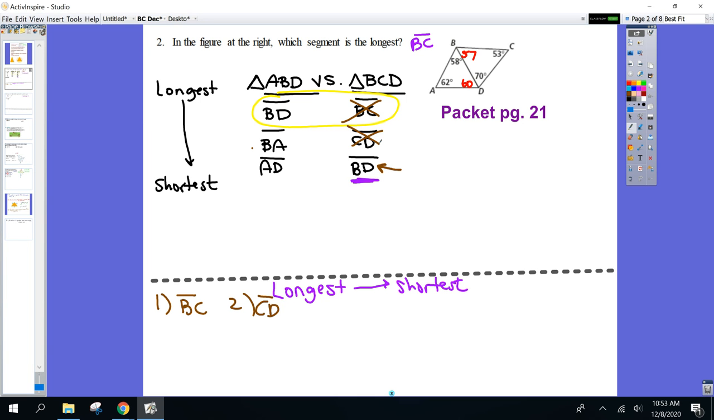Now where am I at finally? Now I'm at BD. All right, I got two left. Which one's bigger, BA or AD? This is why we write it down in this order. Which one was bigger, BA or AD? BA. So that means the smallest one out of all these was AD.